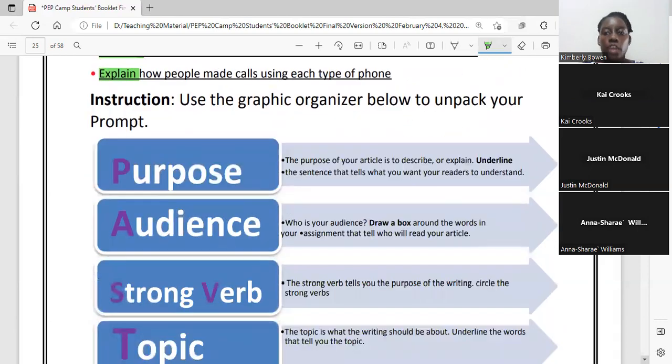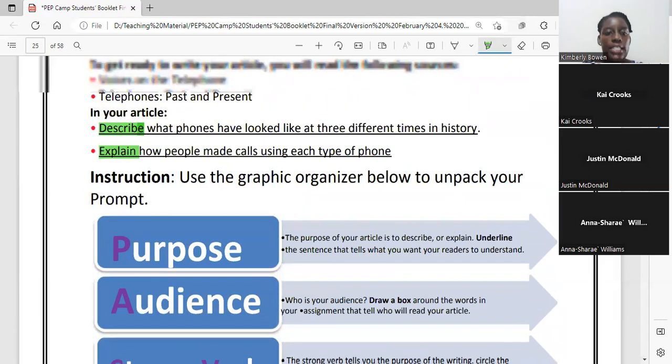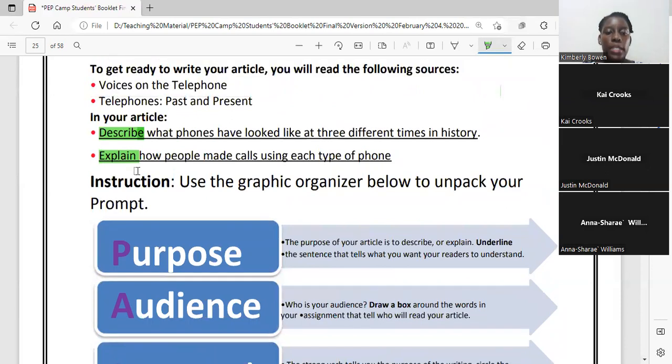When we talk about the strong verb, as I was saying earlier, it tells us what we will be doing in our article. So we are better able to construct and know what text structure to use. So when we describe, we can use a definition type text structure where we're sharing information and explaining. We could either use compare and contrast to explain how people made calls with each type of phone. All right?